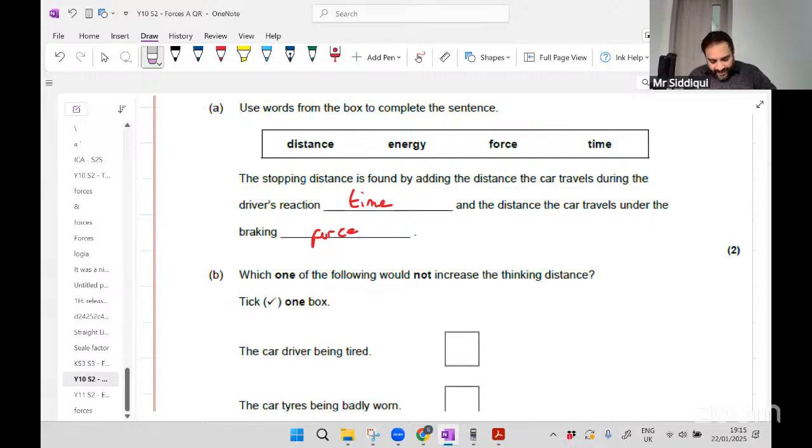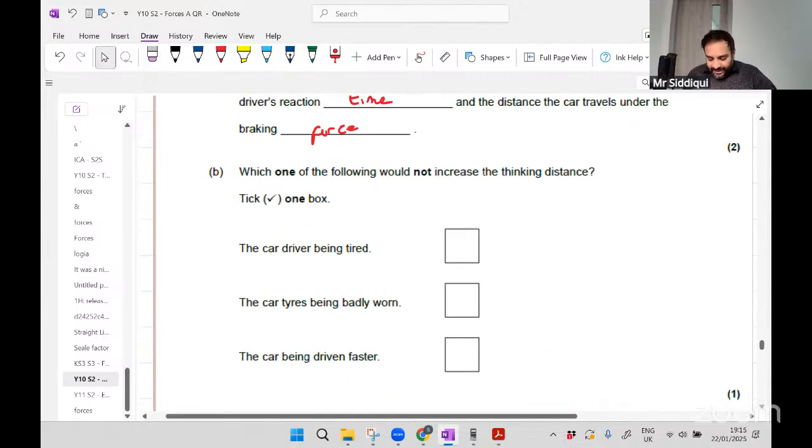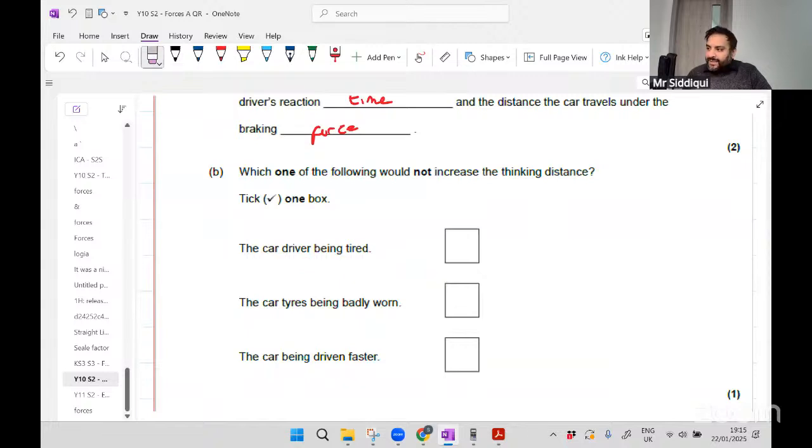So that's A at least. Which of the following would not increase the thinking distance? The driver being tired would increase the thinking distance because it means that you'll have a longer reaction time. The car being driven faster would also increase the thinking distance because the thinking distance is affected by your speed and your reaction time, because distance is speed times time. Let's not forget, if you are traveling faster, even if you've got amazing reactions, you will go further.